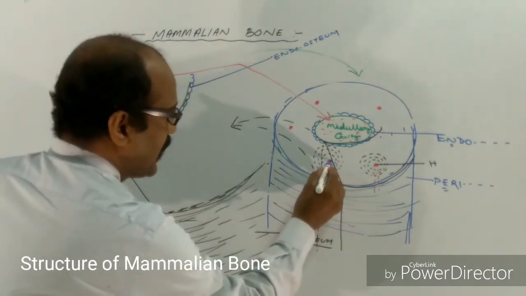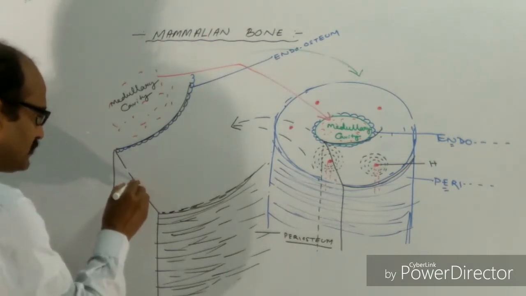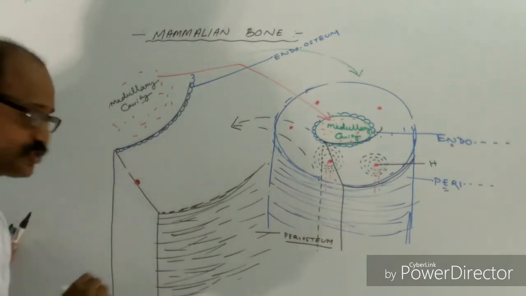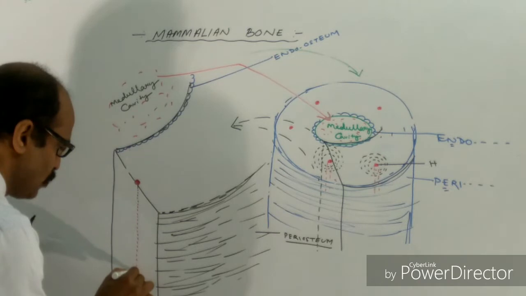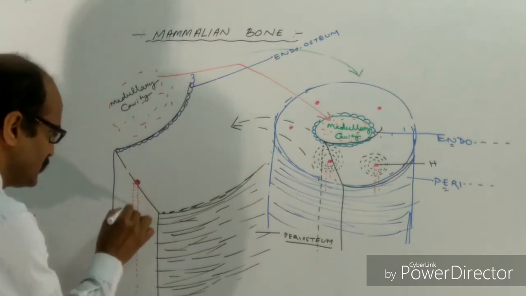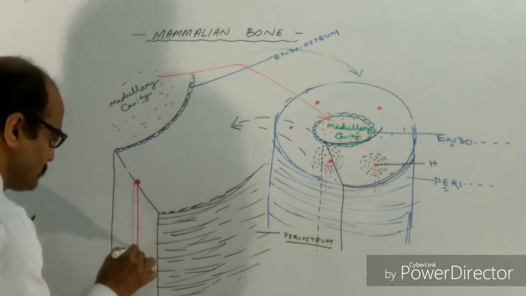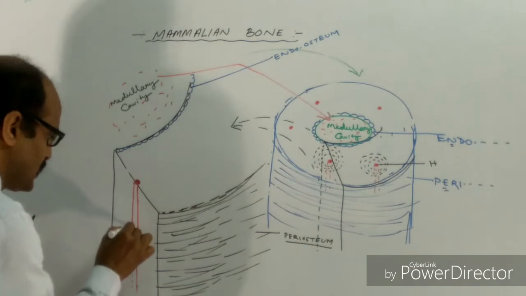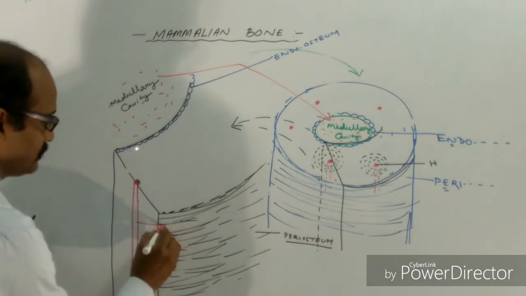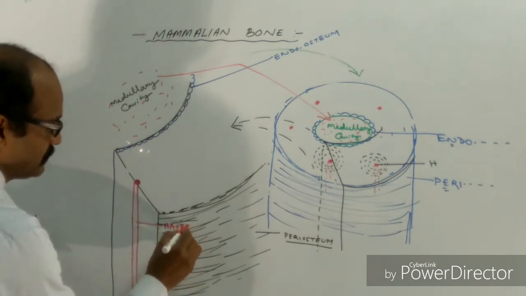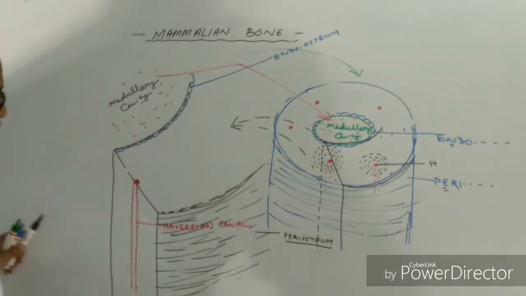And this is the Haversian Canal. Suppose that this is the Haversian Canal here. And such Haversian Canal runs like this, parallel to the long axis of the long bone. So this is the Haversian Canal, the longitudinal canal. This is known as Haversian Canal.